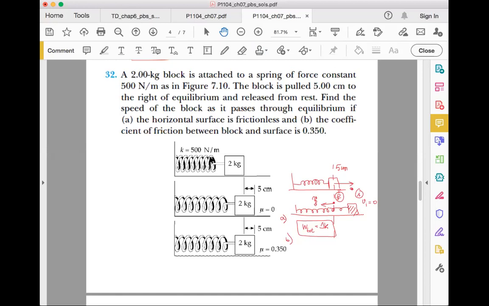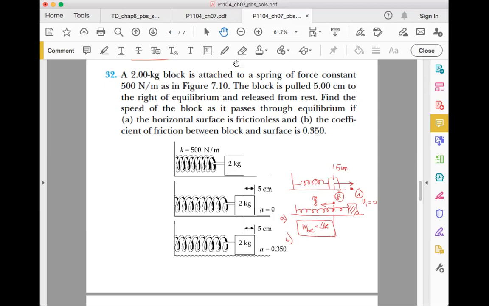In this problem, a 2 kilogram block is attached to a spring of force constant 500 Newton per meter, as shown in figure 7.10, which is over here. The block is pulled 5 centimeters to the right of equilibrium and then released from rest. You have to find the speed of the block as it passes through the equilibrium position in two cases. The first case, if the horizontal surface is frictionless, and the second case, if the coefficient of friction between the block and the surface is 0.35. So let's start with this problem.